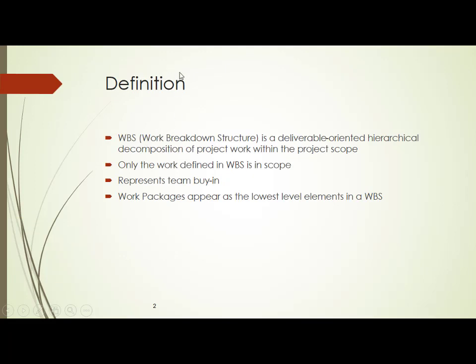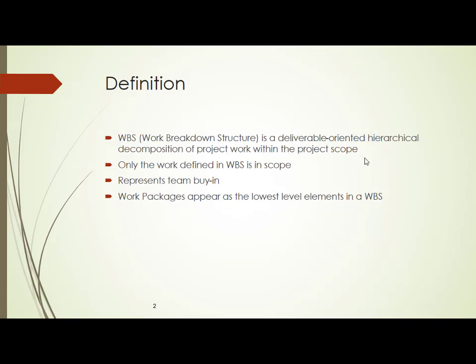Now what is the definition of a work breakdown structure? It's a deliverable oriented hierarchical decomposition of project work within the project scope. In the last class we saw what a product scope is. A product scope is nothing but the functionalities the product has to achieve. And what is the project scope? The project scope is what work will be done to ensure the functionality of the product.